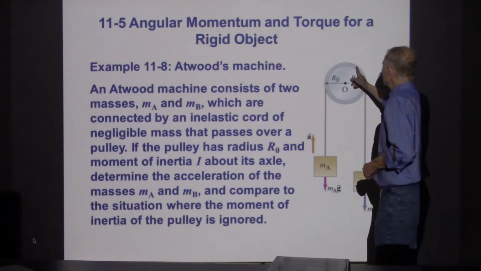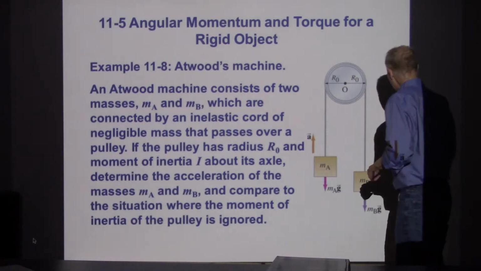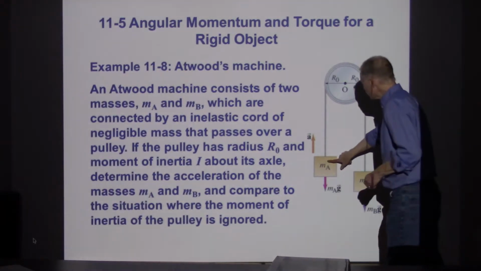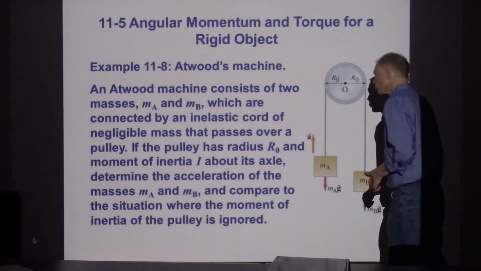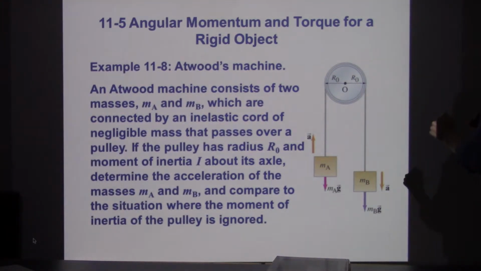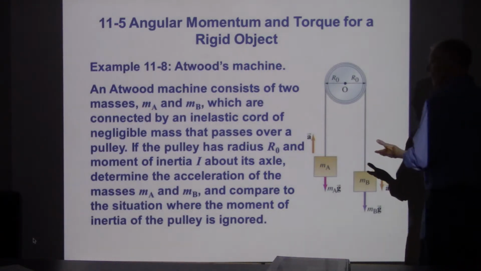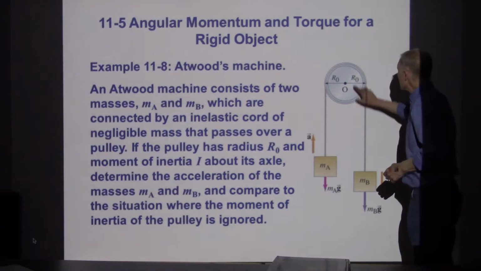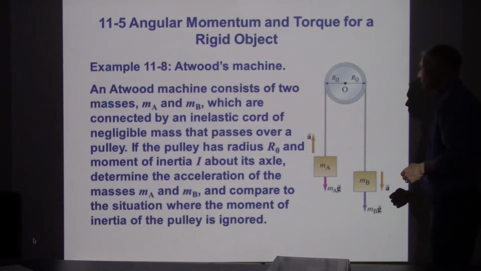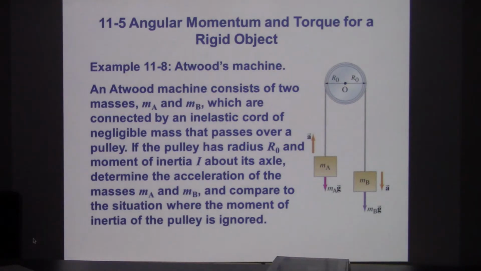What we've got is a pulley, and we've got an object hanging on this side, an object hanging on this side, and a string or a cable that comes up and over. The cord is inelastic, which means it doesn't stretch, and it's of negligible mass. The objects with significant mass that we have to consider are object A, object B, and the pulley also. So I turned this into kind of a chapter 10 problem, and I think that's fine.